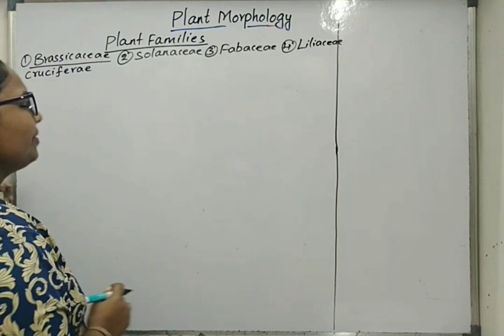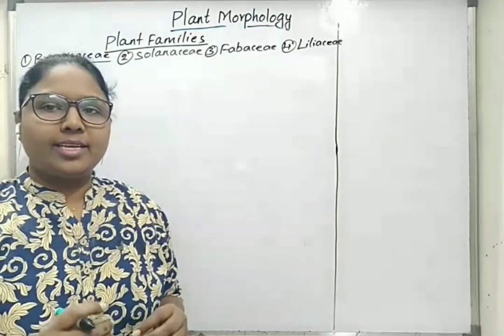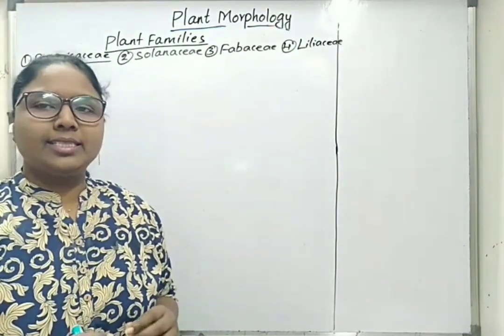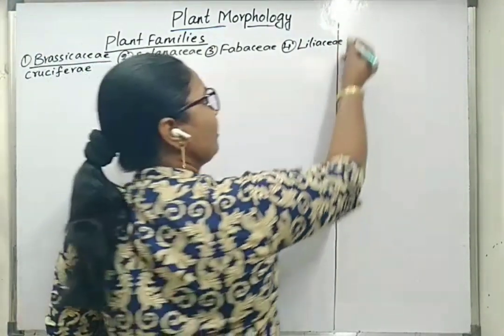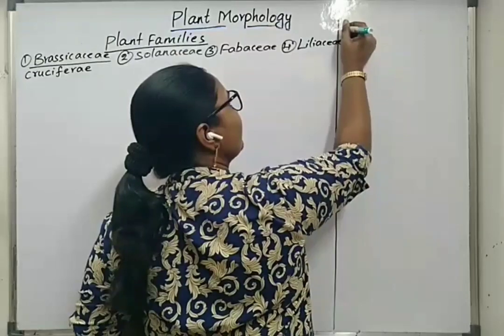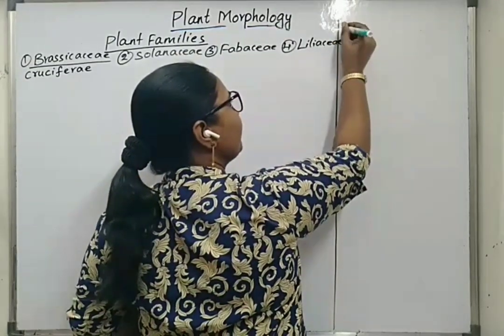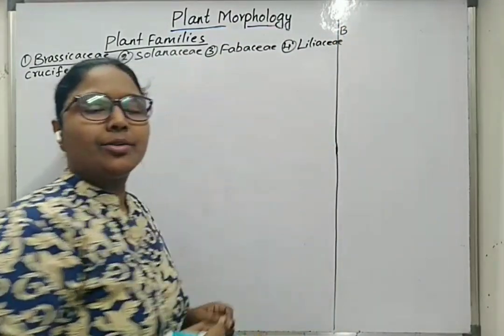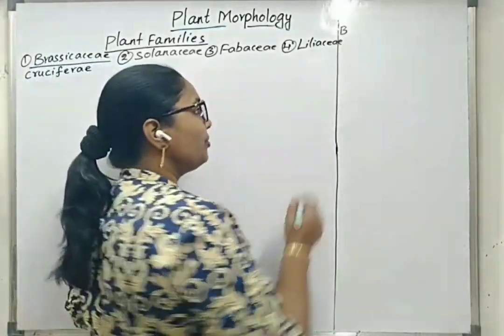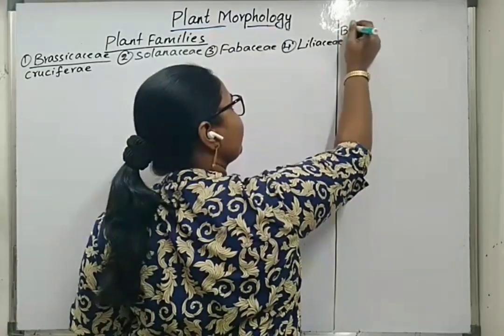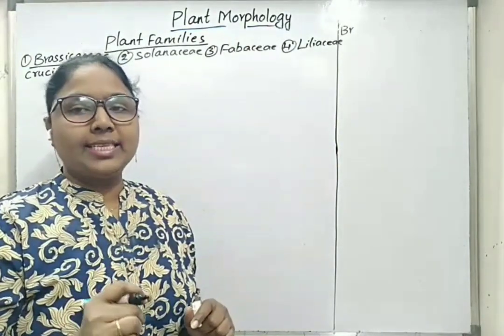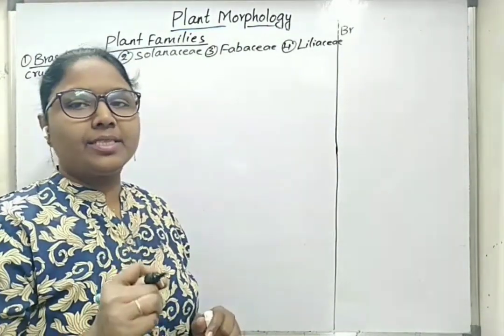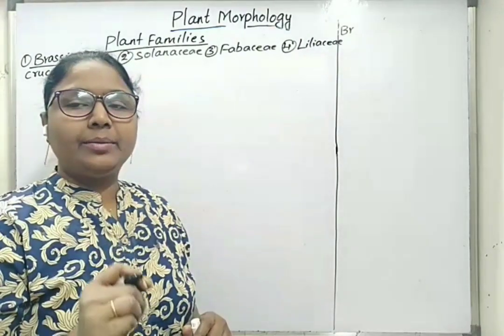So first we will start with Brassicaceae. Before that, there are different types of terms and symbols to represent while reading about these families. We will say one by one. If a flower is having bract, then such flowers are called bracteate flowers. How do we represent that? They are represented by capital B, small r.